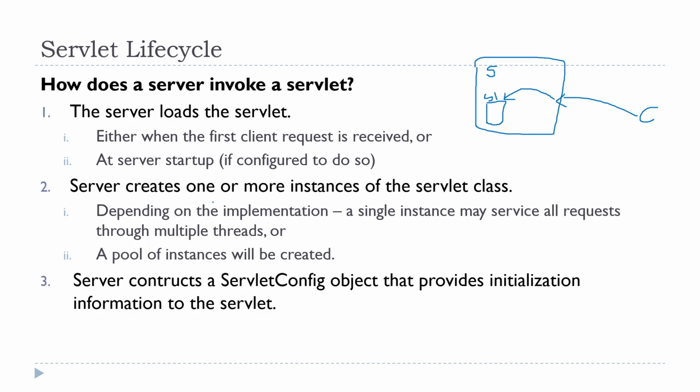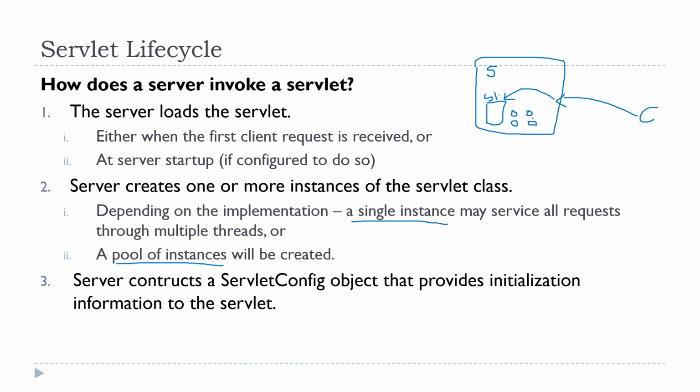Next, the server creates one or more instances of the servlet class. So this servlet class, which is s1.java, will have instances created. The server will create objects of this class. Depending on the implementation, the server might create a single instance or a pool of instances. So let's say the server has created a pool of 4 instances.